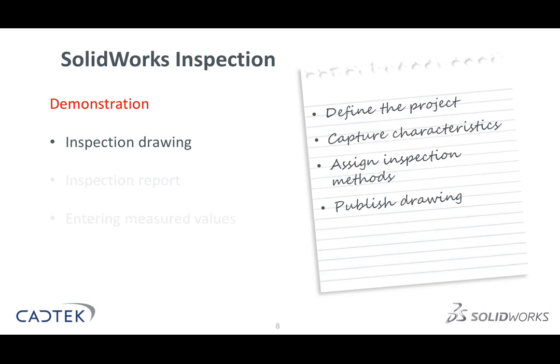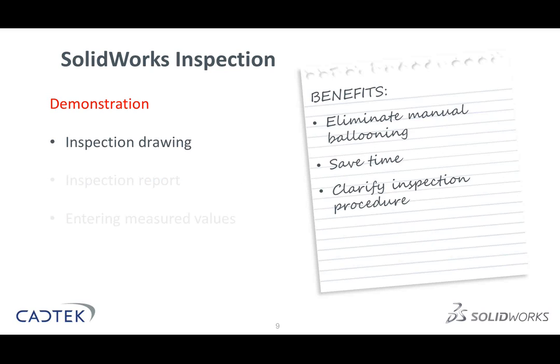So we've looked at the inspection drawings. We defined the project, captured the characteristics, assigned some inspection methods perhaps, and then published the drawing. The benefit in that was to eliminate manual ballooning, so it's a very automated process. We're going to save time, and it clarifies the inspection procedure, hopefully. So that's just the drawing side of things.